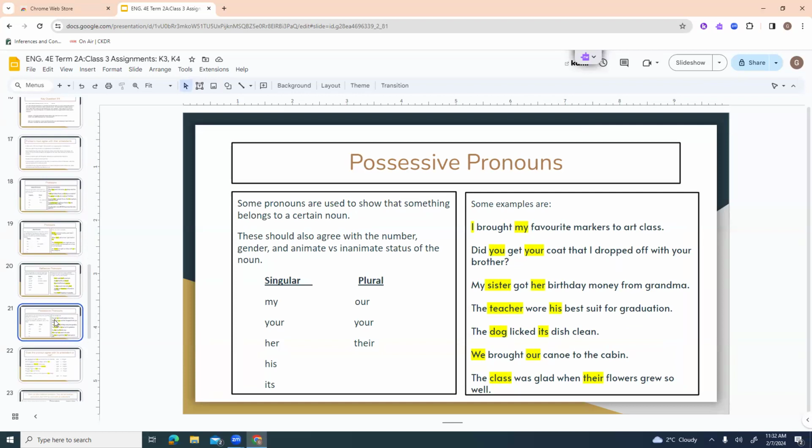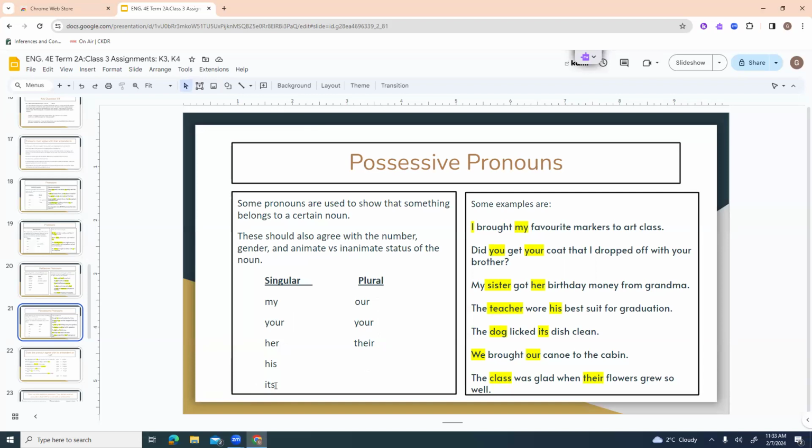Possessive. This was coming up as we were talking. I just wanted to mention it specifically. Some pronouns are used to show that something belongs to a certain noun. And these again should agree with the number, gender, and animate versus inanimate status of the noun. So singular possessive pronouns are my, your, her, his, and its. And plural, our, your, and their. Again, its, even though it has the S, is considered singular.